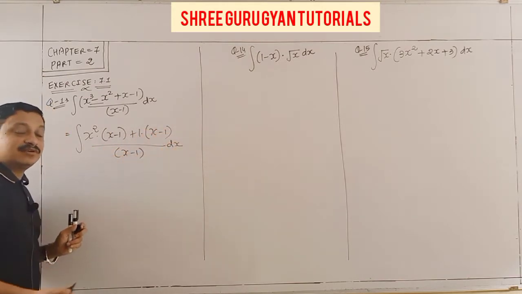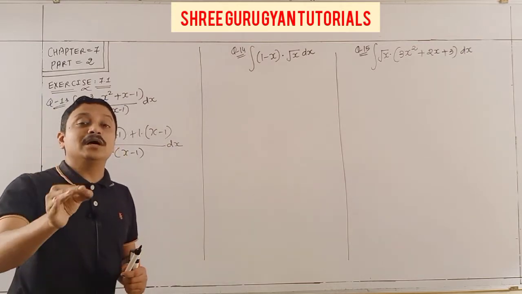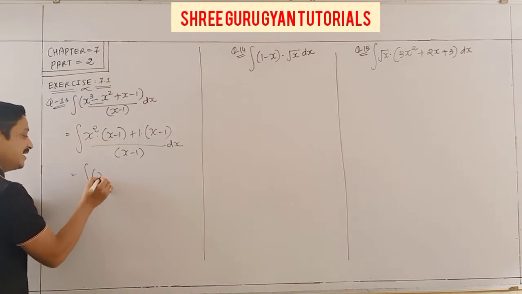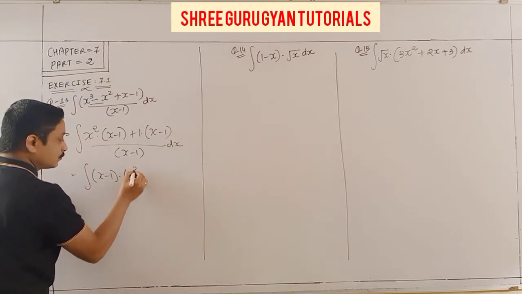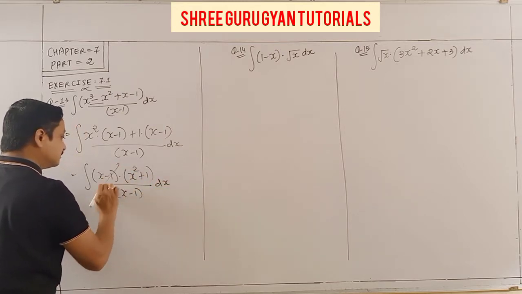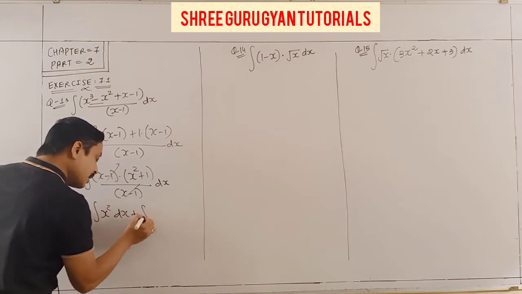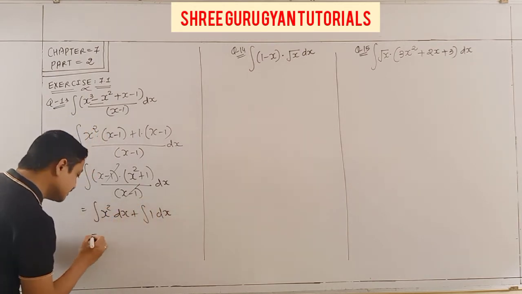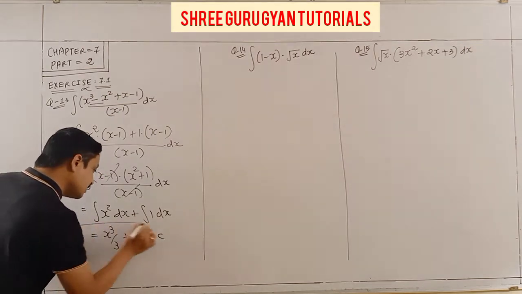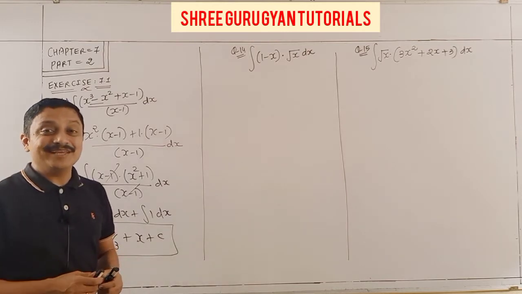Sometimes students, if the factor x minus 1 is not available in the numerator, then what to do? Do the long division method. Now here it is very easy. x minus 1, x square plus 1, and this cancels. So you can try x square dx and here 1 dx. Your answer is x cubed by 3 plus x plus c. This integration is very easy and successfully done.